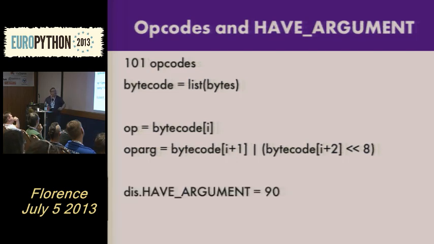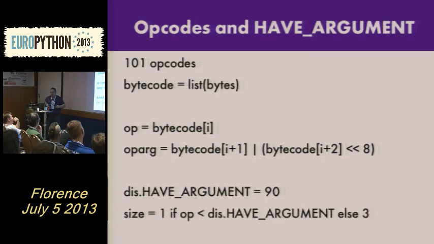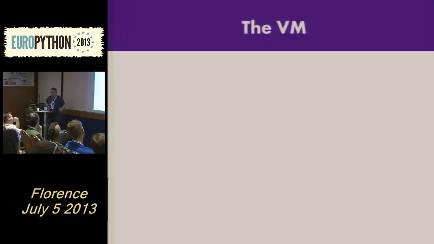How can you tell whether you have an op-arg for a particular instruction or not? Well, there is a constant number. It may change between implementations, so you just always use a symbolic constant. It's called dis.have_argument. Its current value is 90. What this means is, if the op is 90 or greater, then it has an op-arg. And if it is less than 90, then it doesn't. So in short, the size of the instruction is either 1 if the op is less than 90, or 3 if it is 90 or greater. Now let's talk about the VM, the environment that all this stuff runs in.